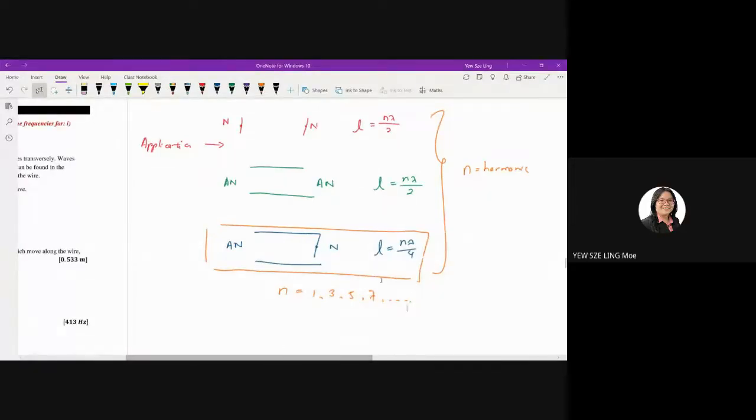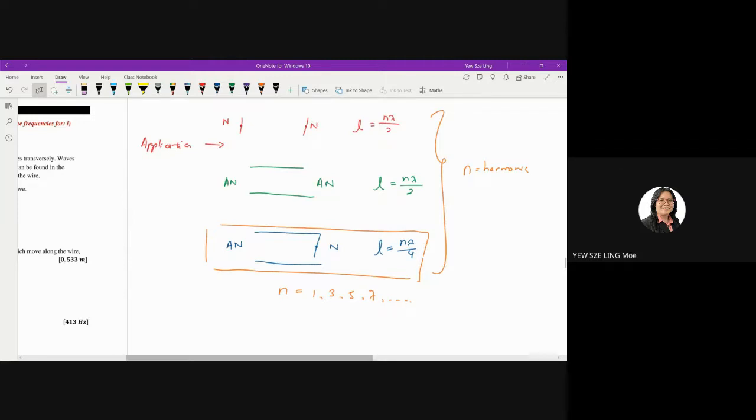Okay, so this is a summary. Strings have a knot at both ends, and an open-end air column has an anti-knot at both ends. When it comes to a closed-end air column, you have one knot and one anti-knot. That is the main difference, and that is the thing you have to memorize.